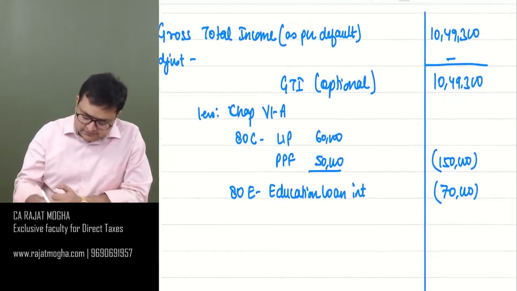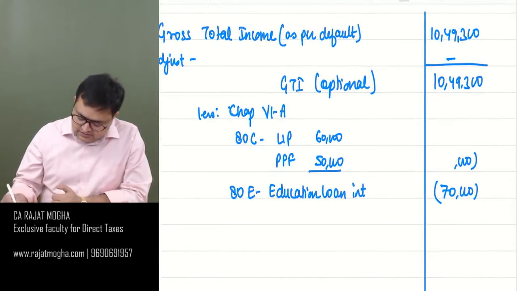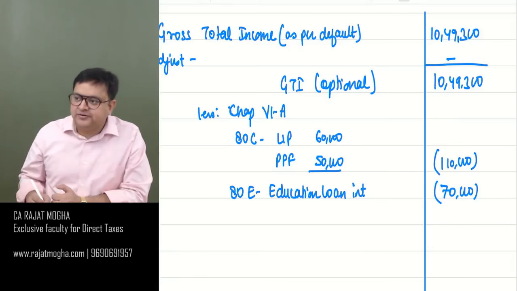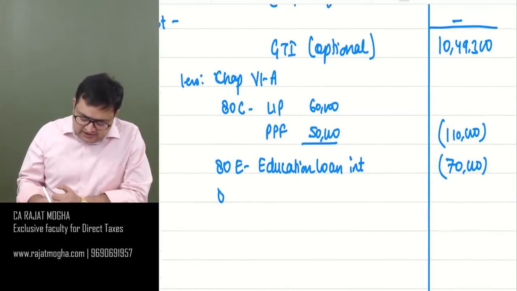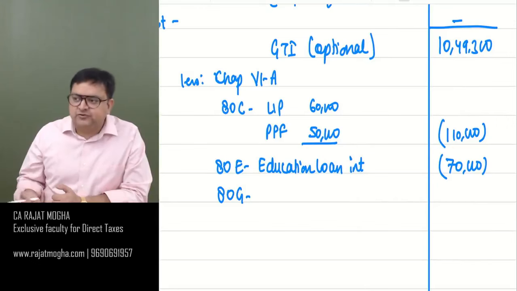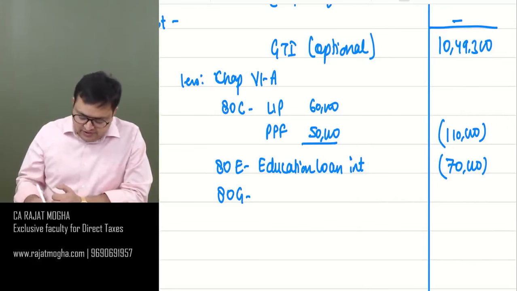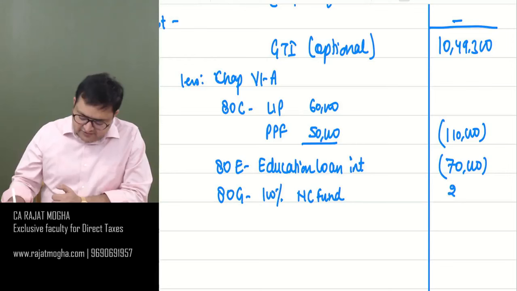Then 1,10,000. Correct. 1,10,000. Correct. Lastly, 80, 70,000. And then 80G. It was to National Children Fund, and 100% deduction is allowed. 100% deduction to National Children Fund. So 25,000 was there. That's it.